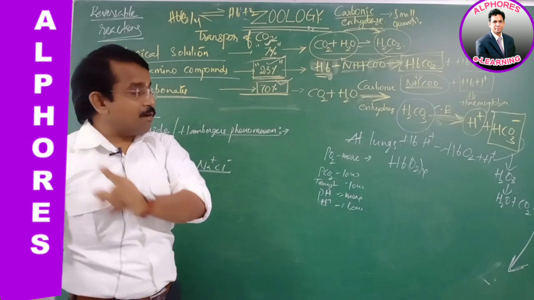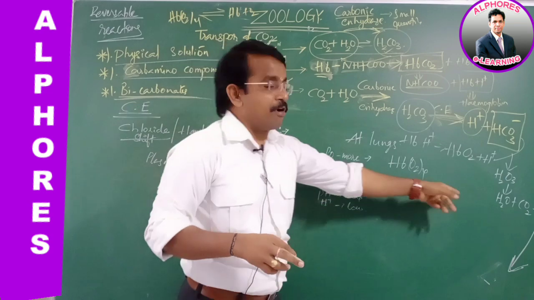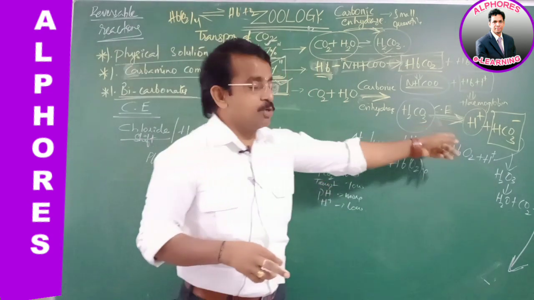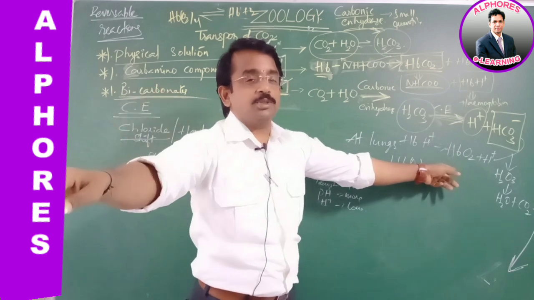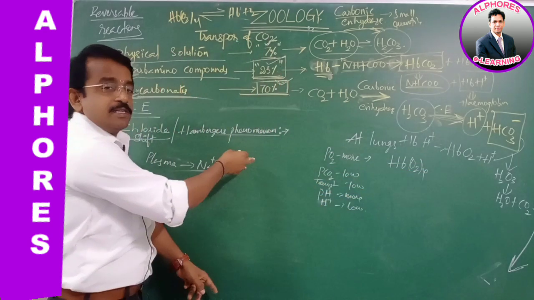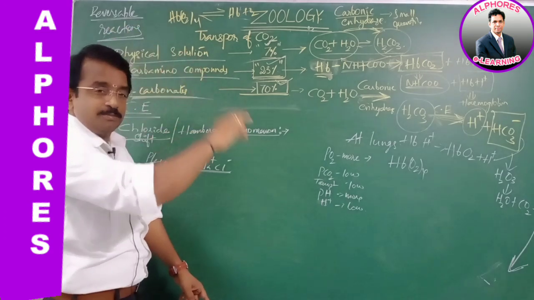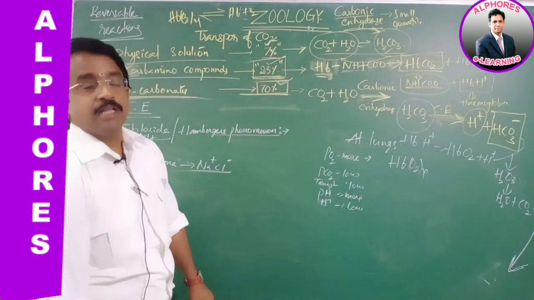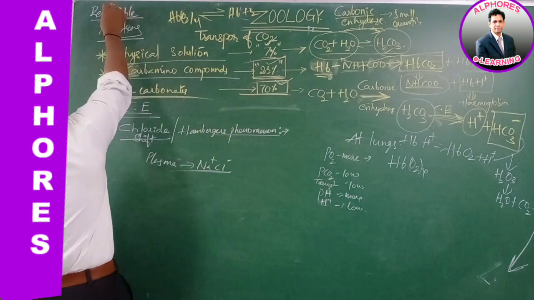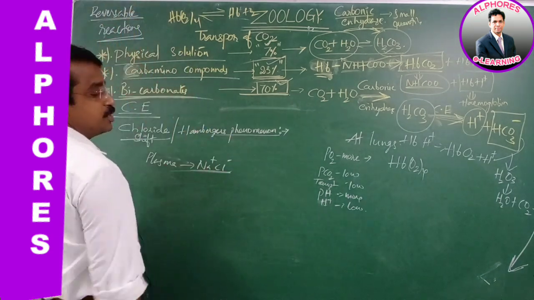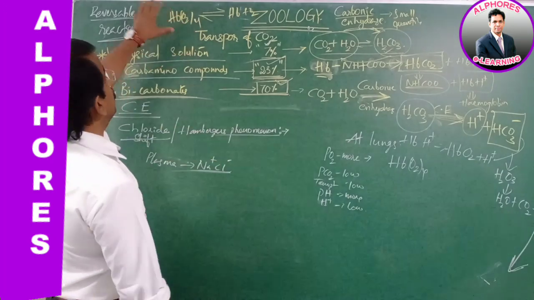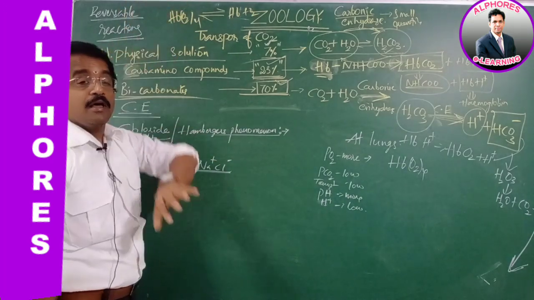Next, the carbon dioxide that is formed combines with water and forms H2CO3 at the tissues, which is again dissociated at the lungs and CO2 is sent out. This is what we term the reversible reaction. So the reversible reactions are both oxygenation and the chloride shift. Both come under the reversible reactions.